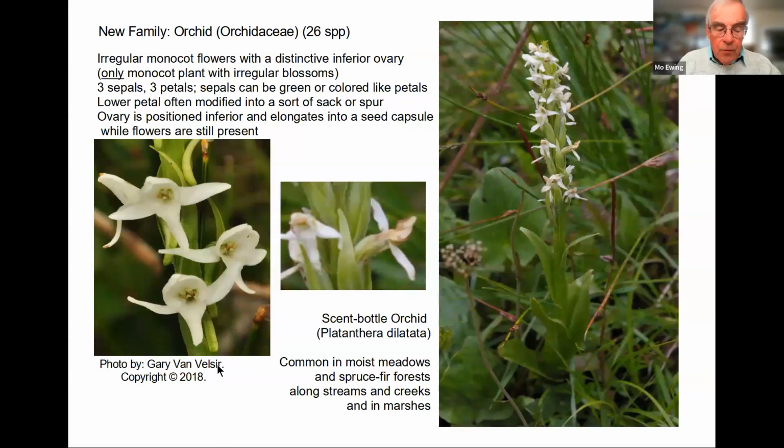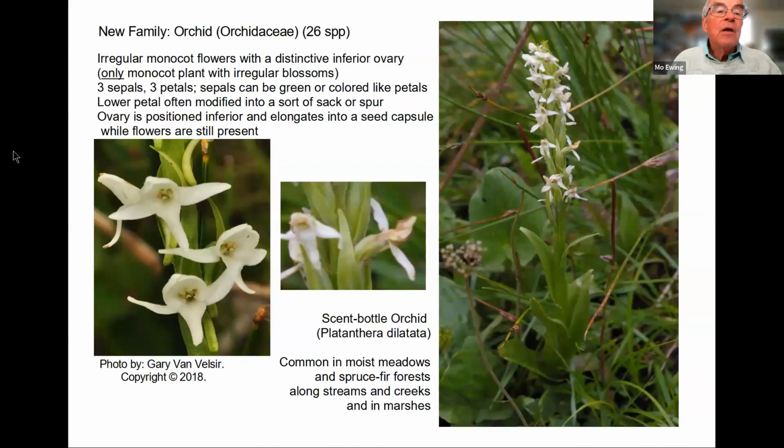Dilata refers to the bottom petal, which is dilated at the base. And you find this in moist meadows and spruce fir forests. The orchid family has 26 species in Colorado.